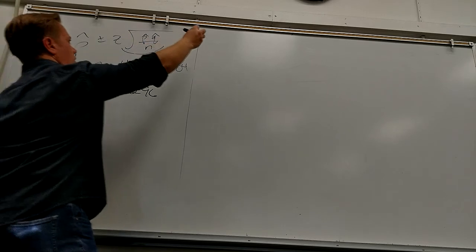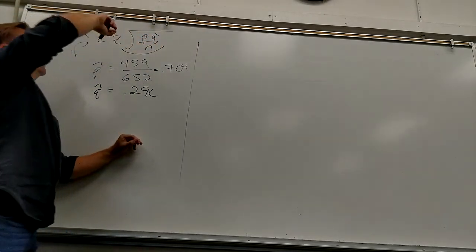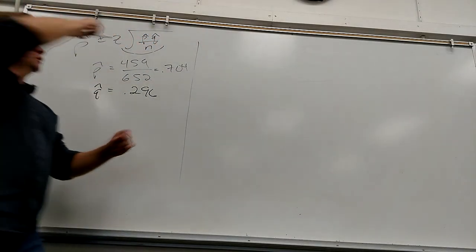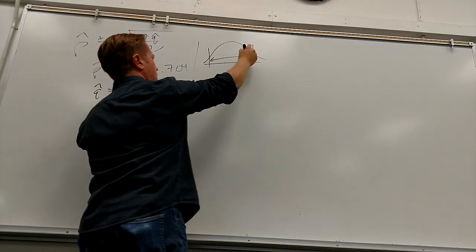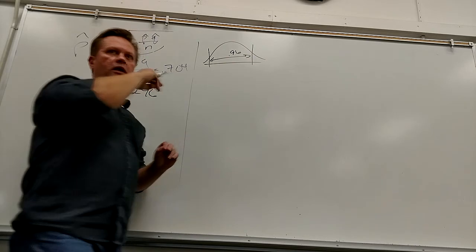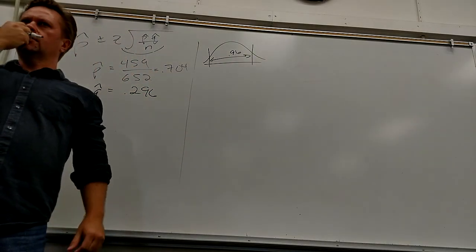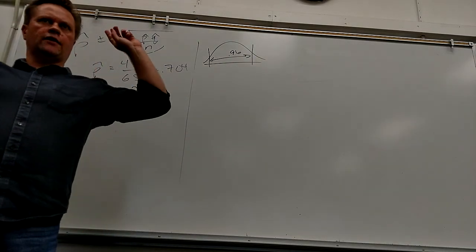What else do I need? How do I get the z-score for this? Yeah, how confident do we want to be? 96%. That's not on the little baby chart. So how do I do it? I have to do it the old-fashioned way.